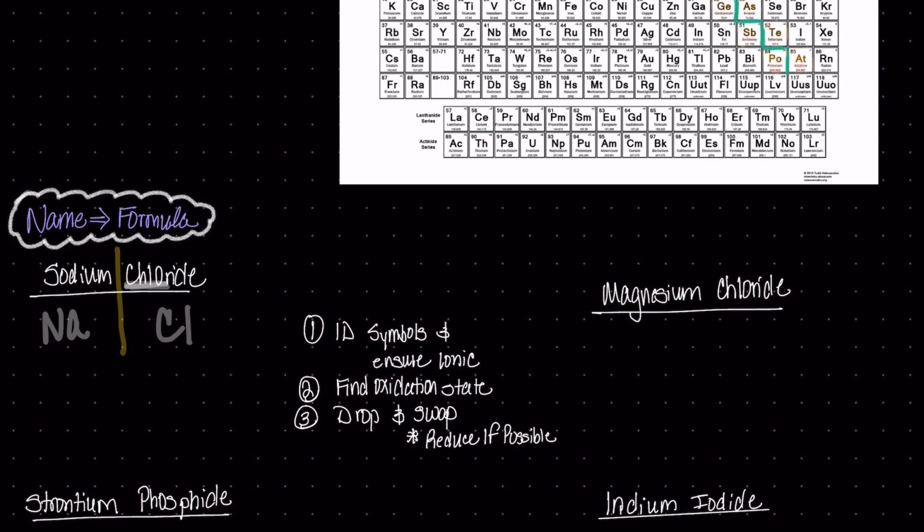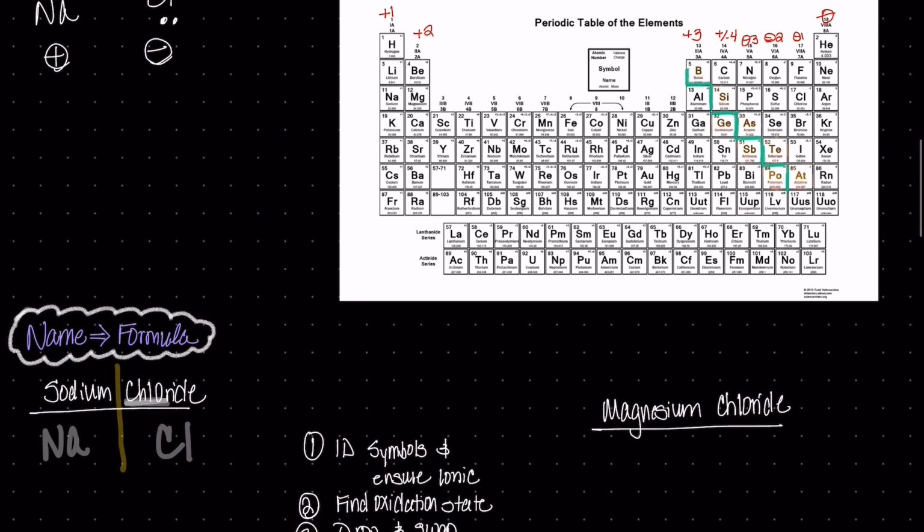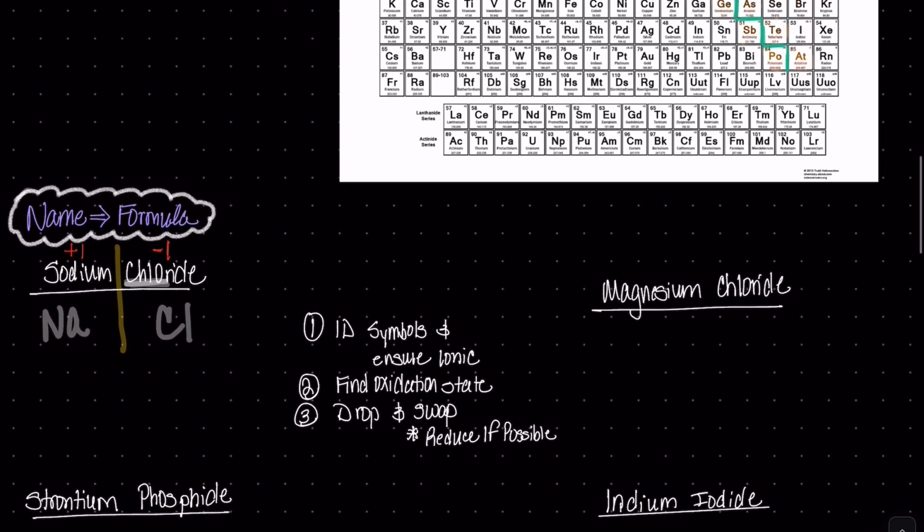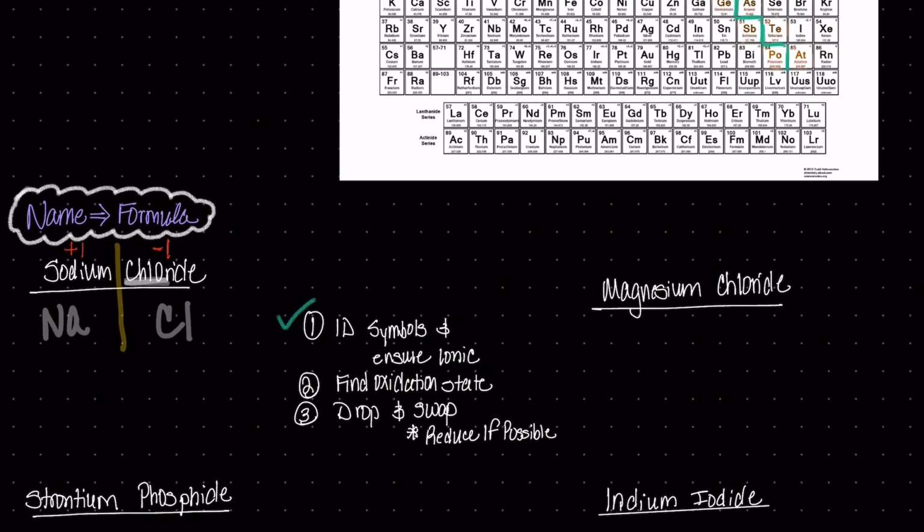Then I look at my periodic table and get some oxidation information. So I'm going to come back over here and look at these top information. I'm looking for my oxidation information for sodium. Sodium sits squarely in 1A, so it is +1. Chlorine sits squarely in 7A, so it has a -1. Positive and negative things attract. So you should always have a positive thing and a negative thing coming together. So now I've done this, check. I've done this, check. Now I drop and swap.